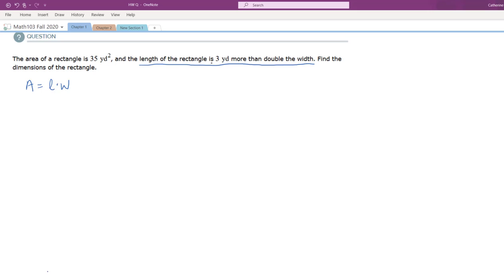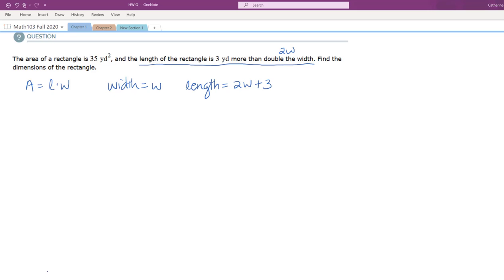So if the length is 3 more than double the width, if we let the width be just W or X, whatever you're comfortable with, then instead of using an L, we want to keep using the same variable, so we want to write the length in terms of W. So 3 more than double the width. Double the width would be 2W, and then we need to add 3.